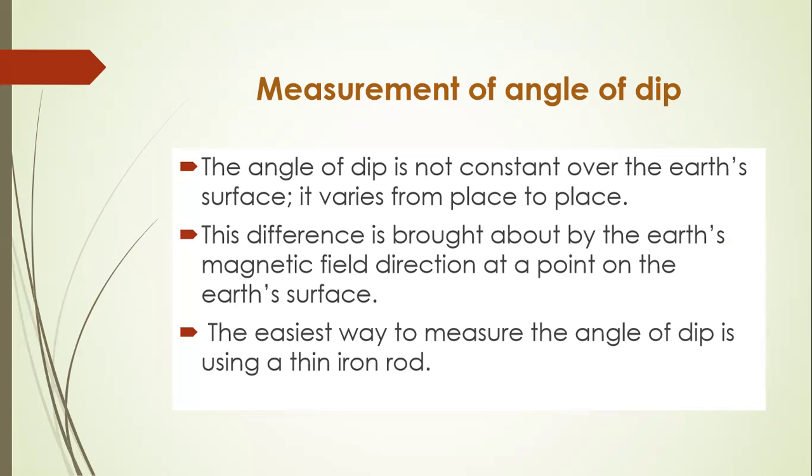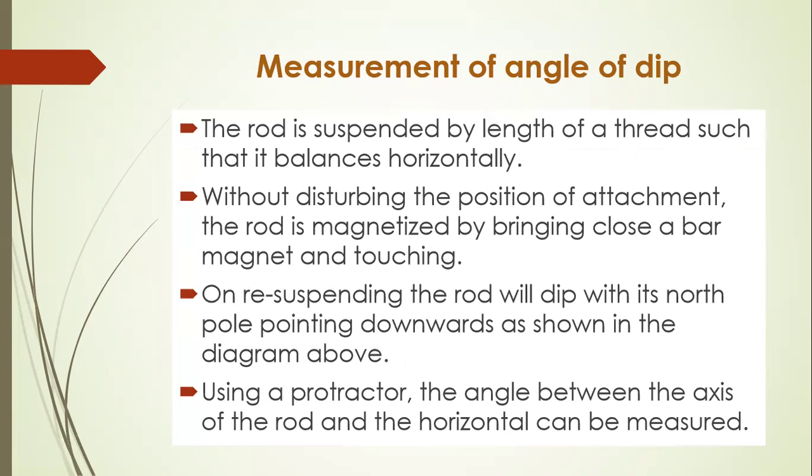The easiest way to measure the angle of dip or the angle of inclination is using a thin iron rod. First, the rod is suspended by a length of thread such that it balances horizontally. This is the iron rod. Then, without disturbing the position of the attachment, the rod is magnetized by bringing close a bar magnet and touching it.